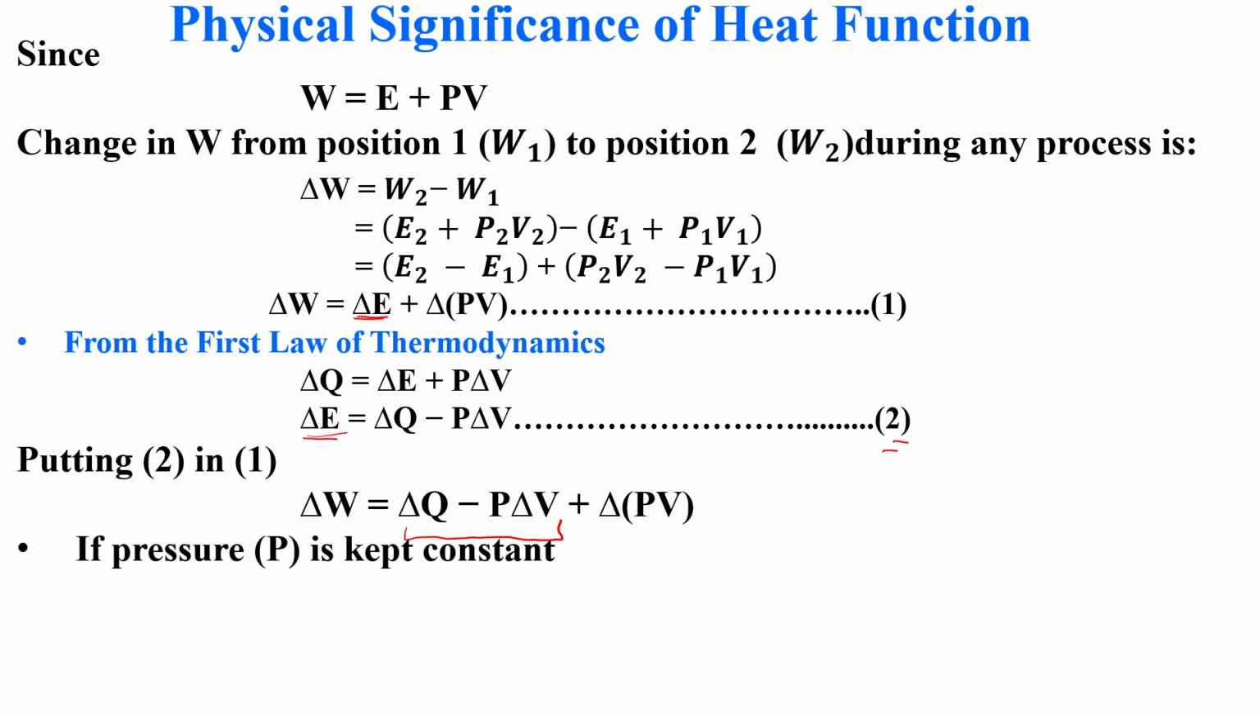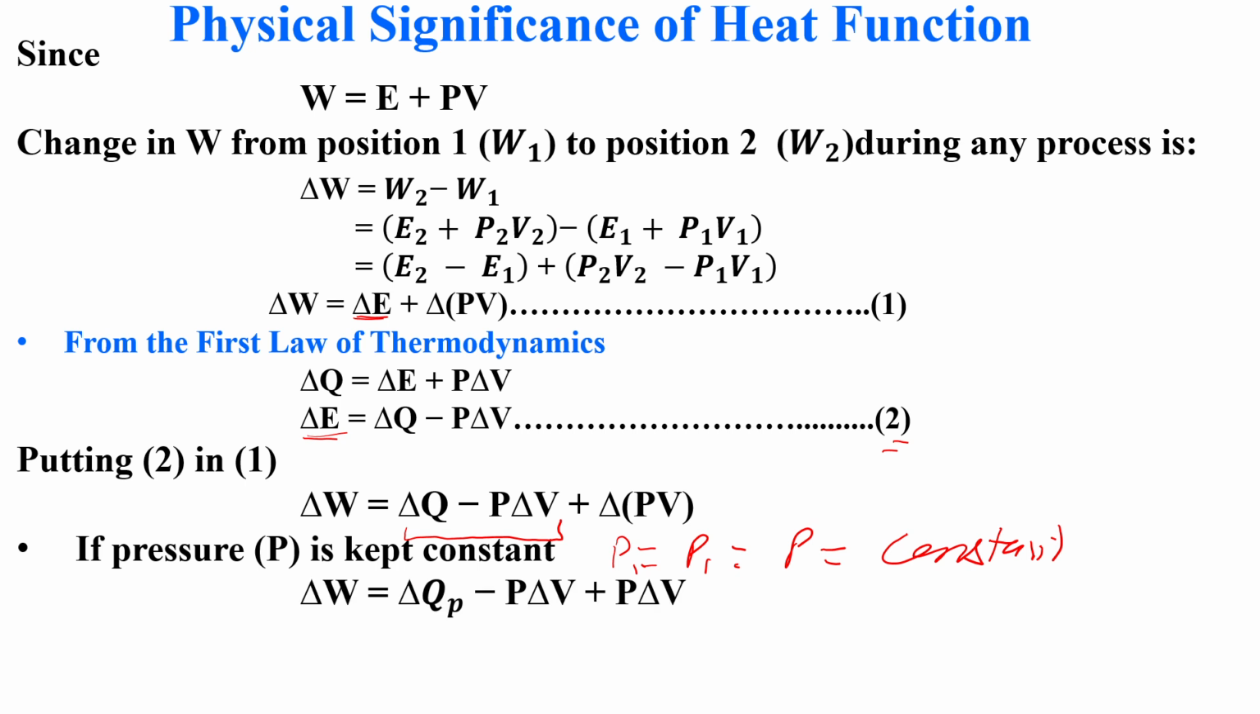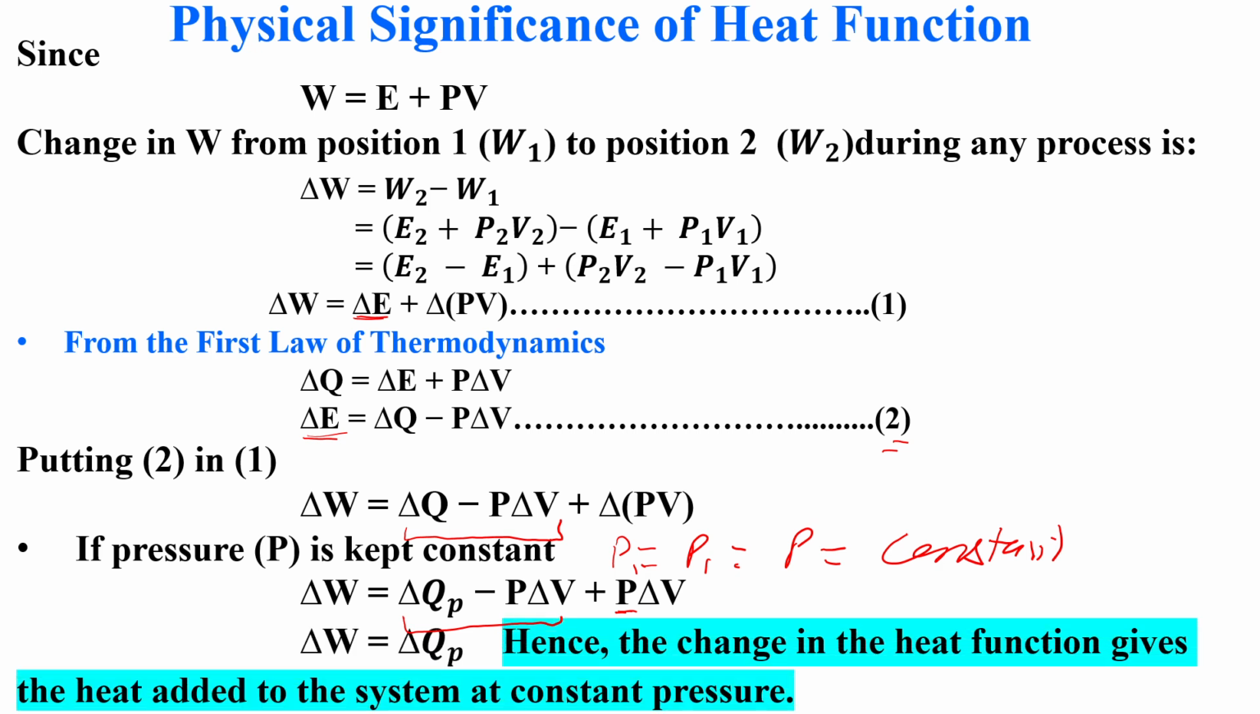Now if the pressure of the process is kept constant, if P1, P2 is equal to P, that is constant, then del W is equal to del Q_P minus P del V plus P del V, because P is taken as a constant here, so it does not belong to any variation. So this may be cancelled out, similar and opposite terms. So del W is equal to del Q_P.